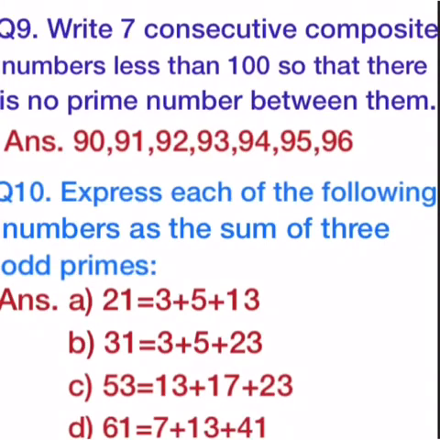Now the next number is 31. For 31 also we have 3 odd primes, and when these 3 odd primes are added, they give 31. So 3 plus 5 plus 23 gives 31. The next number is 53. Here also we have 3 odd primes, 13 plus 17 plus 23, which gives 53. The last number is 61. Here also 7 plus 13 plus 41, which gives 61.